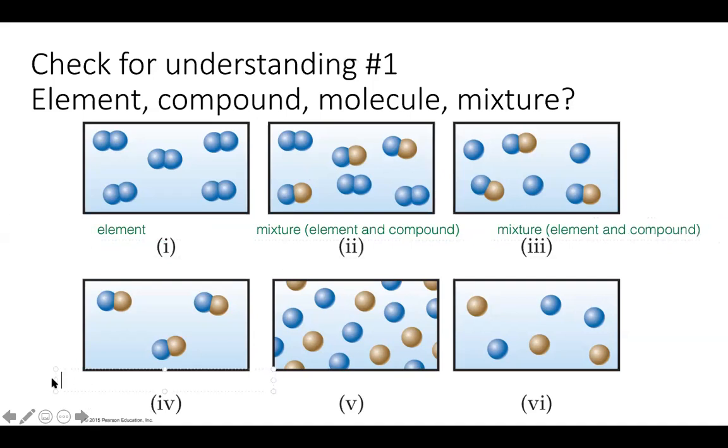All right, so now let's talk about the bottom ones. How about the bottom one? Okay, so this bottom one is a compound because you have two different color atoms on it, right? And then we got to the next one. This one is a mixture of elements, right? Because it only has one sphere, different elements.